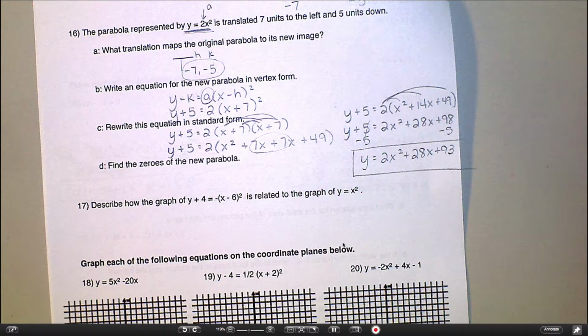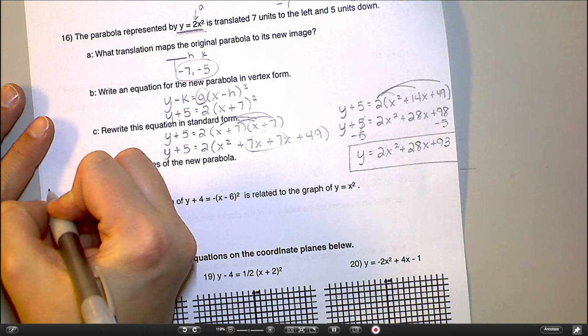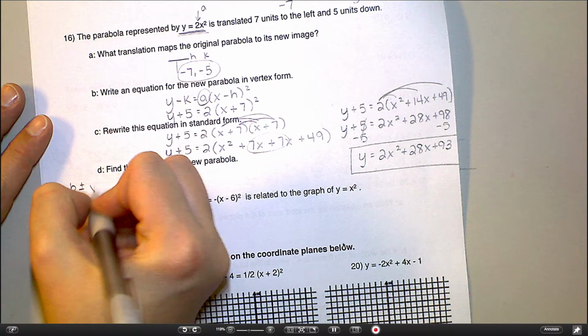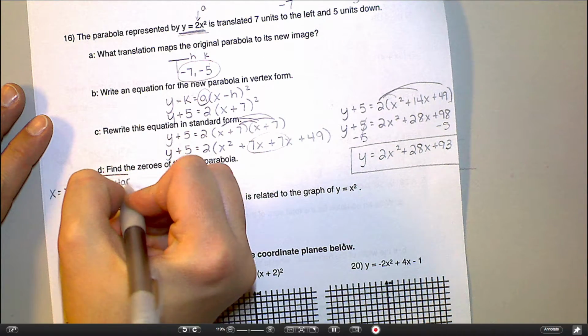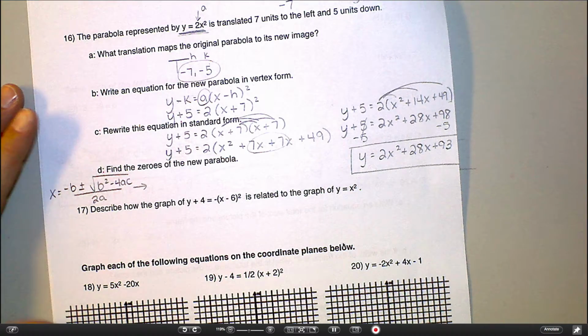Quadratic formula. Yep, quadratic formula. So after all that, now I'm going to do the quadratic formula. The quadratic formula, remember, is x equals negative b plus or minus square root of b squared minus 4ac, all over 2a. Okay?